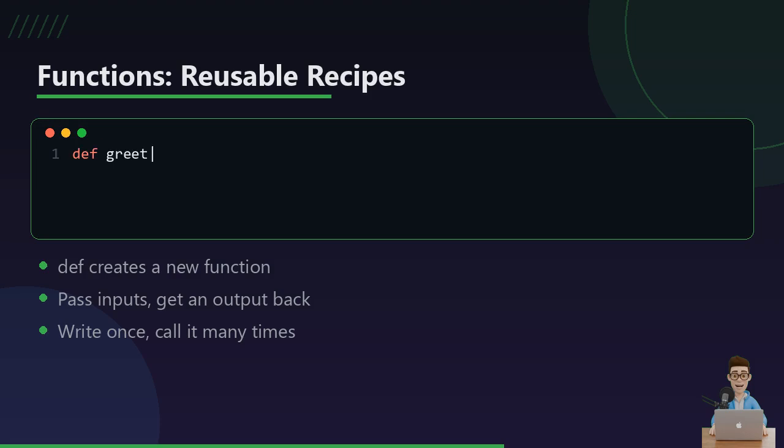Clean. A function is like a coffee machine. You put in beans and water, and out comes coffee every single time without you rebuilding the machine. Here we built a greet function that takes a name and hands back a greeting. Once it exists, you can call it as many times as you want with different names. In short, functions let you write logic once and reuse it forever.